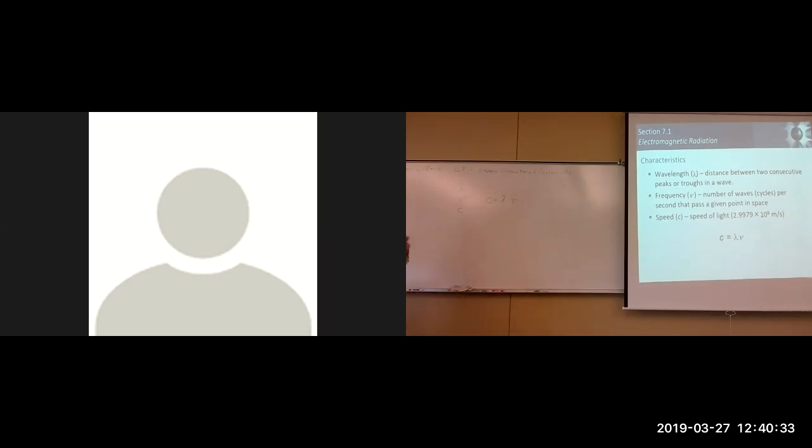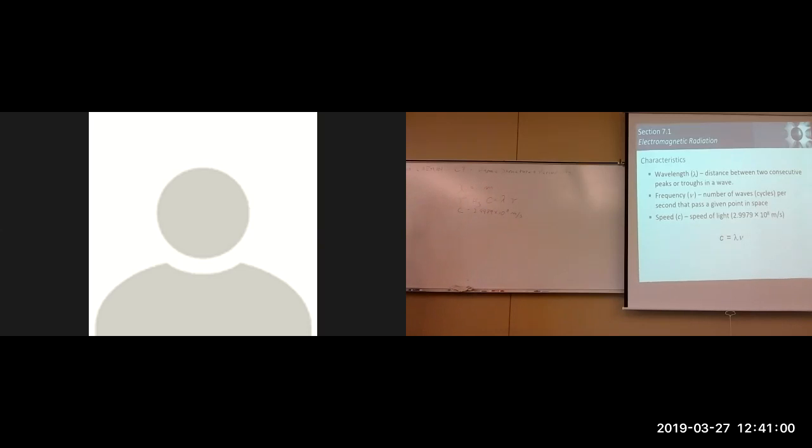The speed of light in a vacuum is a constant. It's equal to that times 10 to the 8 meters per second. And these are SI units, meters for length, seconds for time. The wavelength is in meters. And the frequency is in hertz.